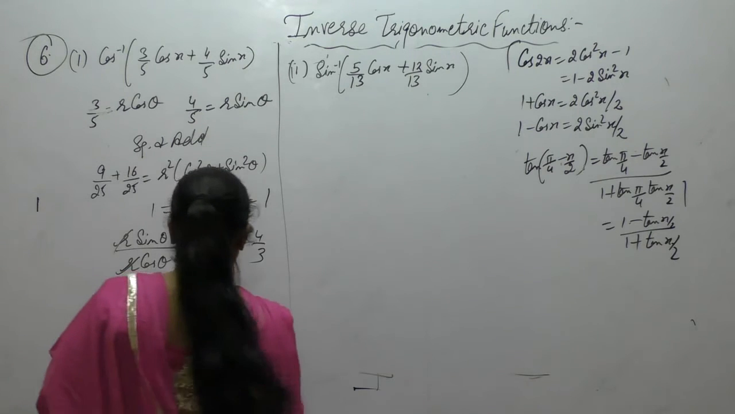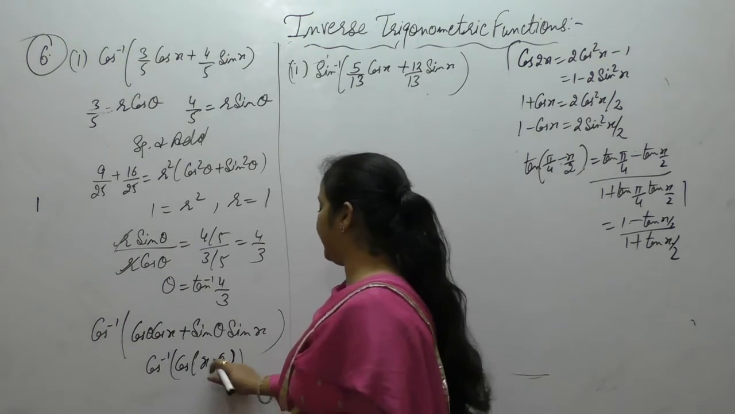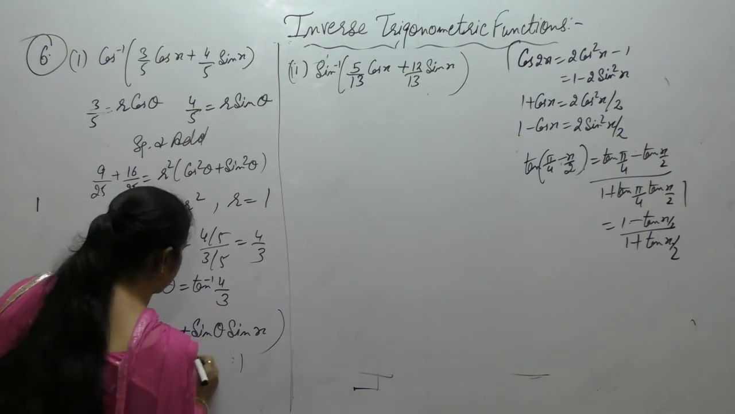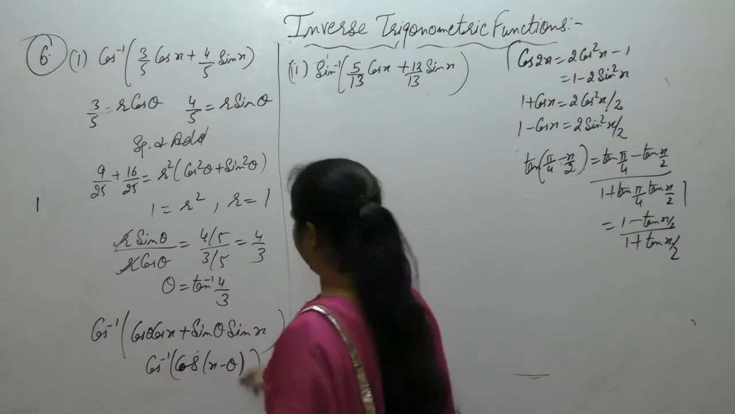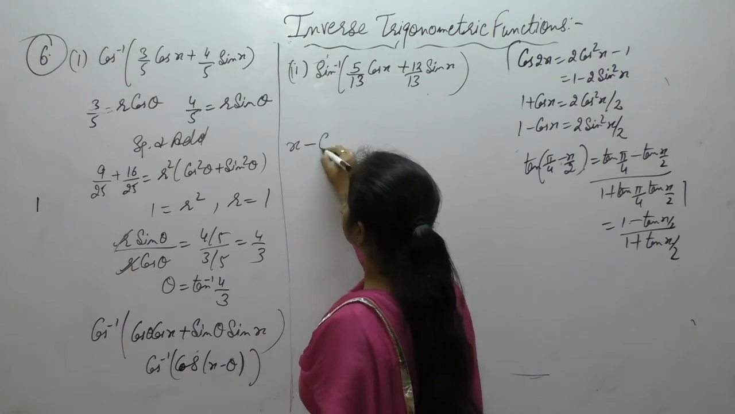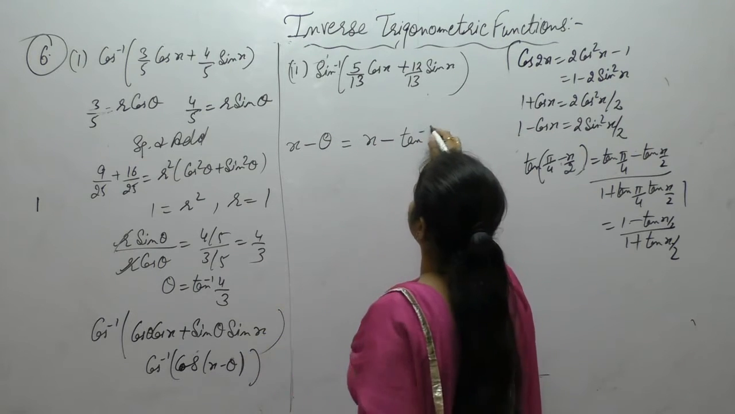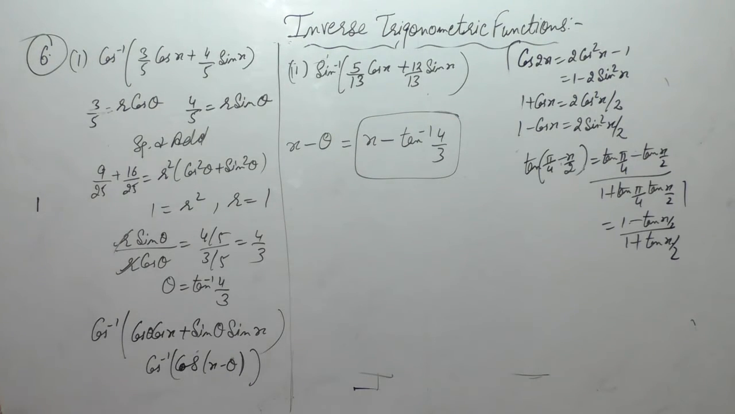Cos of A minus B. We can write it as x minus theta or theta minus x, because cos of minus theta is also cos theta. So what do we get here? x minus theta. And what is the value of theta? Tan inverse 4 by 3. So x minus tan inverse 4 by 3.